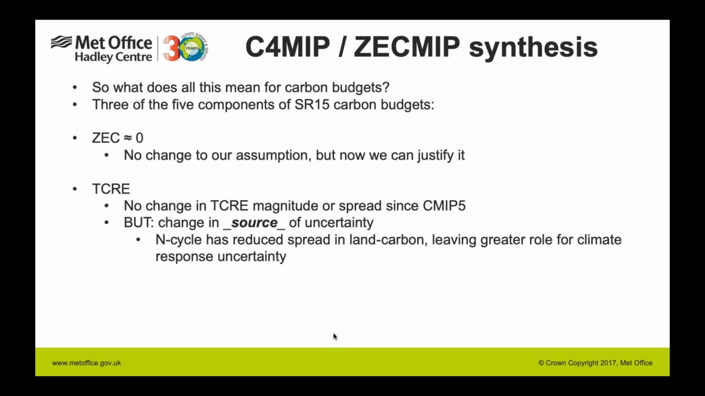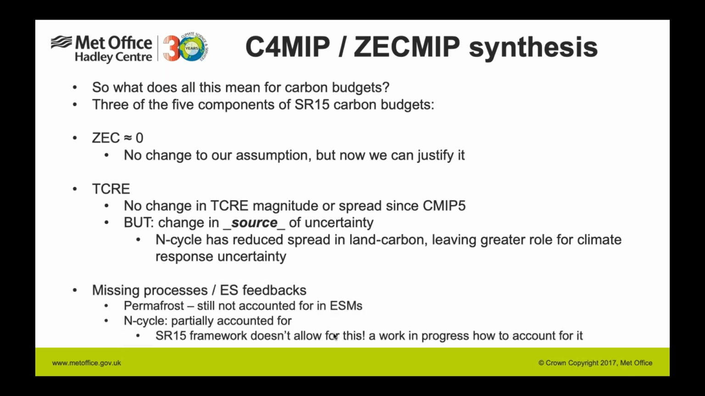TCRE, as I explained, there's no change in TCRE magnitude or spread since CMIP6, which might sound a little bit boring, but underneath the hood, there is quite a big change in the source of the uncertainty. In particular, I think the nitrogen cycle components of the land models have reduced the spread in the carbon response to CO2. But that leaves a greater role for the climate sensitivity. And then the final one is quite interesting. So this idea of missing processes.